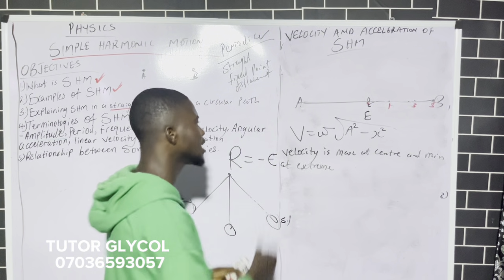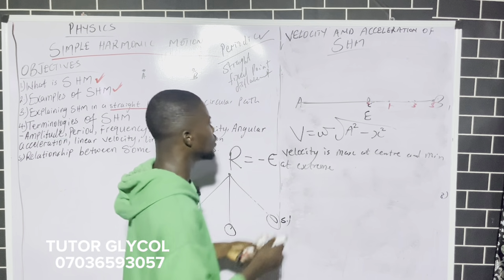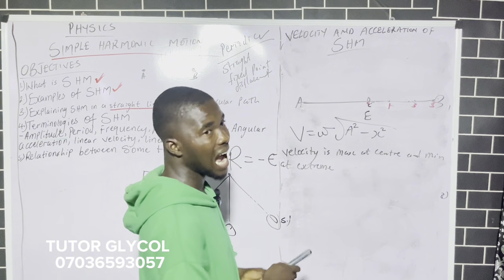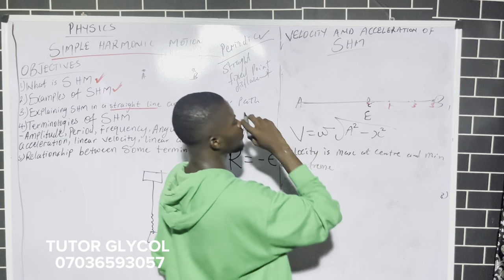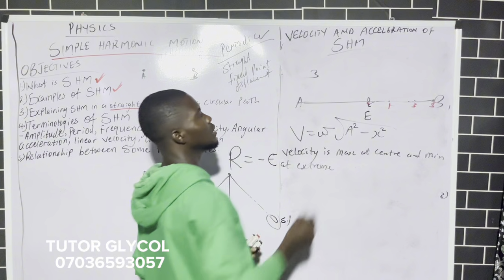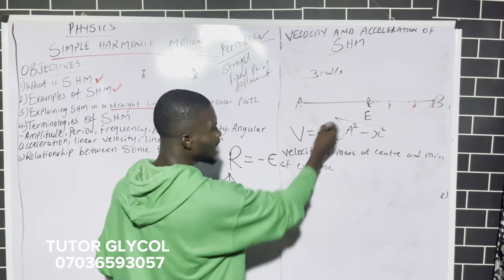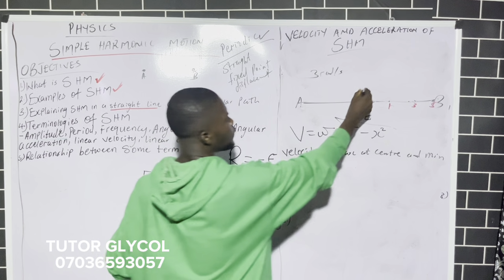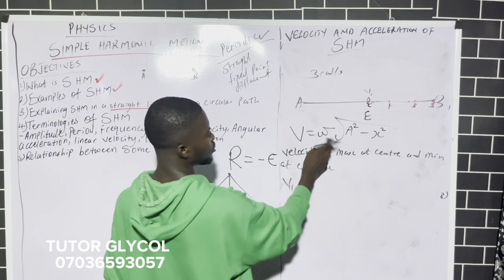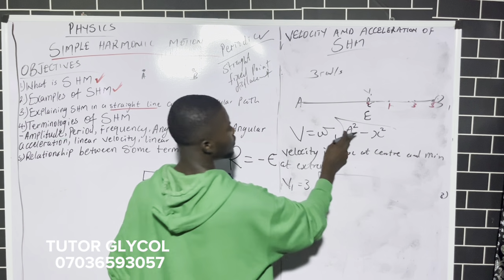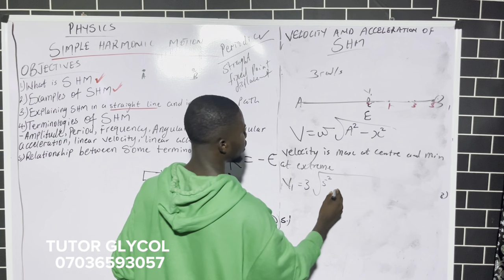So let's impute it into this. This is the formula for velocity, right? This omega here is a constant. Let me give it a value. I'm trying to prove to you that velocity is maximum at the center and minimum at the extreme. Let's say this omega here is 3 radians per second. So let's solve. V1, V2, V3, V4. So V1 is equal to, what is our omega? 3 root, what is A? 5 square minus, what is X?